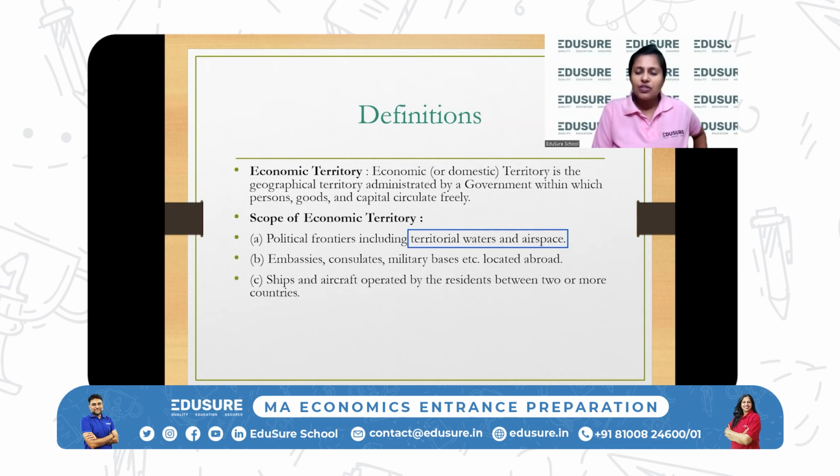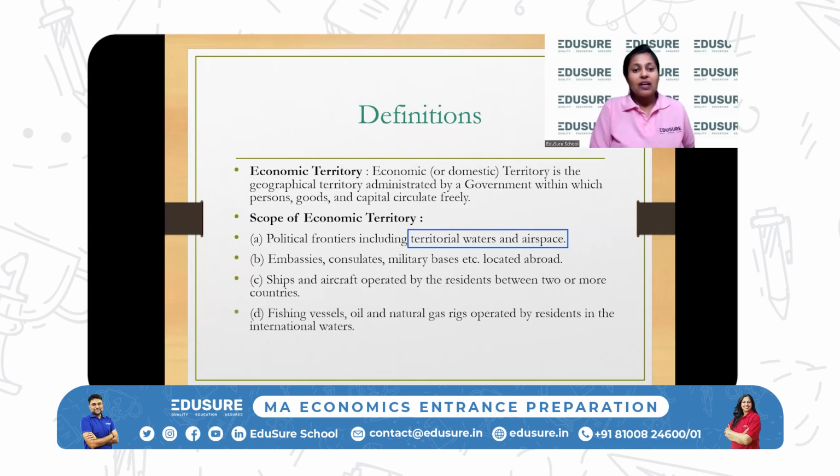Ships, aircrafts operated by residents between two or more countries. Residents का definition पे trust है, but ships and aircraft, अगर इंडिया से Indian Airlines took off and landed in Frankfurt and it is stationed at Frankfurt for the night, it's still an Indian aircraft. Okay. Fishing vessels, oil, natural gas rigs operated by residents in international waters. It is still part of the economic territory, right?